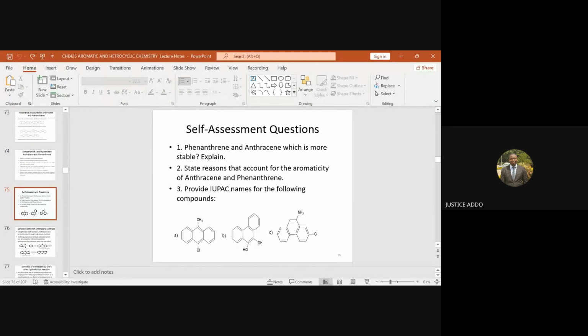So if the chloro will come first alphabetically, then that one should be given the lowest number. Good. Yes, sir. You see, if you follow the rules, this course is not difficult. You can easily do it. So I think it's a good attempt. Is anyone taking the second, the B and the C?